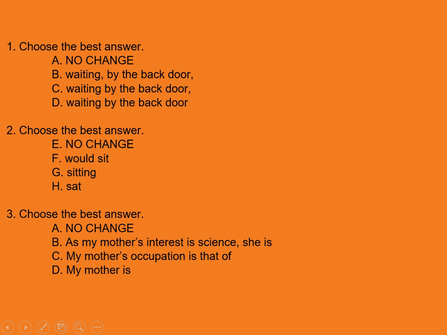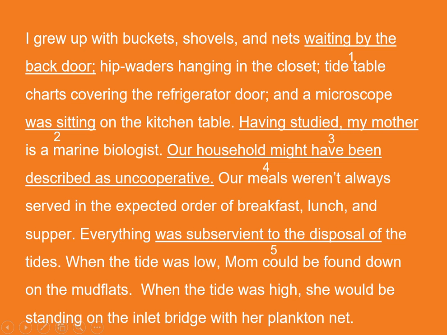So we've read the question. We need to find it in our passage. It's right here up at the top, waiting by the back door. So you know that this waiting by the back door is what you're going to either correct or keep the same. Once you've found that, you're going to read the whole sentence. So skip to the top here. I grew up with buckets, shovels, and nets waiting by the back door, hip waiters hanging in the closet, tide table charts covering the refrigerator door, and a microscope was sitting on the kitchen table.